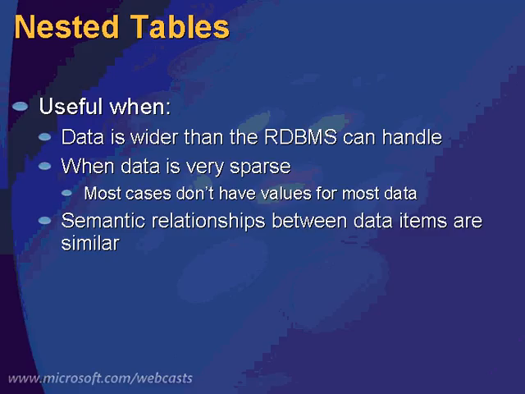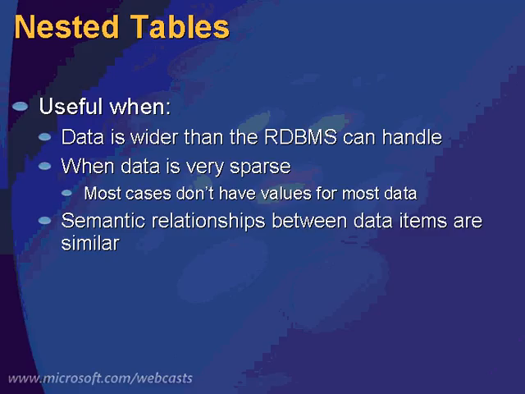Now, one of the features that's very useful for building a recommendation engine are the nested tables features of SQL Server 2005. Nested tables are useful when the data is actually much wider than an RDBMS can handle. If you can imagine all the possible movies in my movie database flattened out into a single huge wide row set, that would be much wider than the RDBMS could handle. And yet that's what I might need to do to build an effective model.